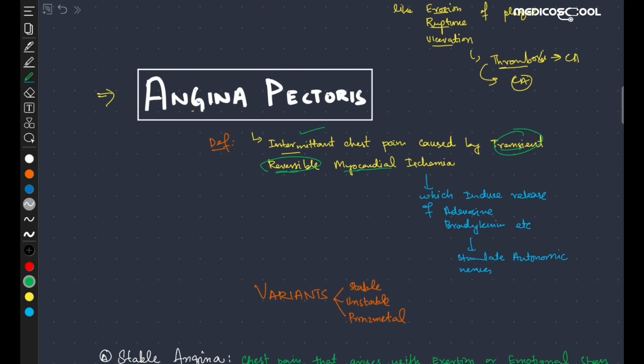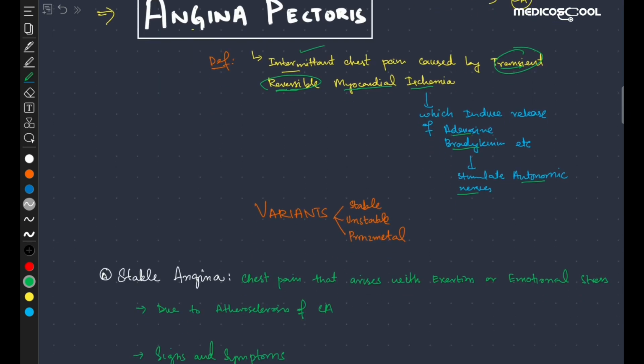So what is the pathogenesis behind this chest pain? Whenever ischemia occurs, it releases adenosine and bradykinin, which stimulate the pain receptors, and these adenosine and bradykinin will in turn stimulate the autonomic nerves, and this in turn will cause the pain.